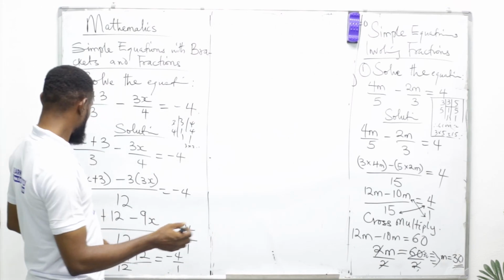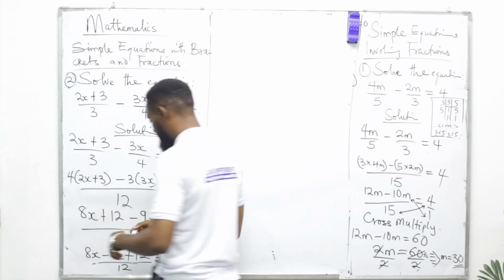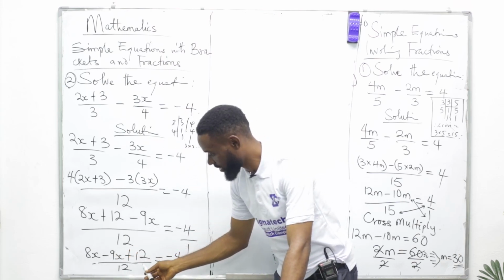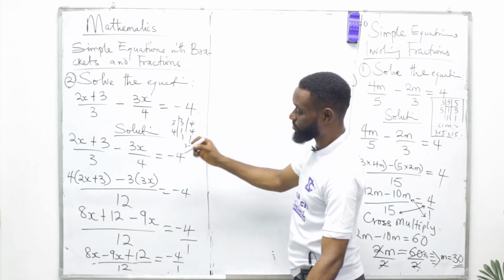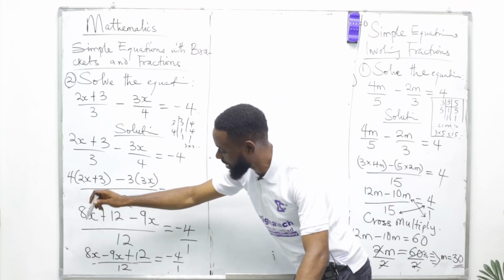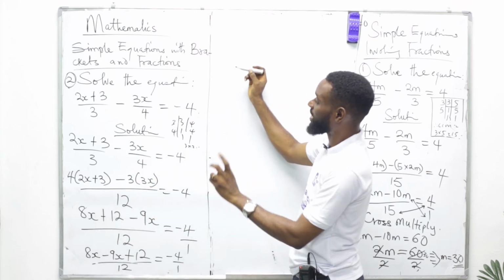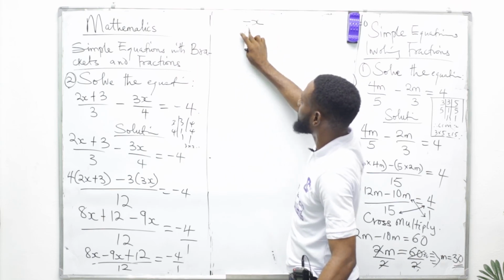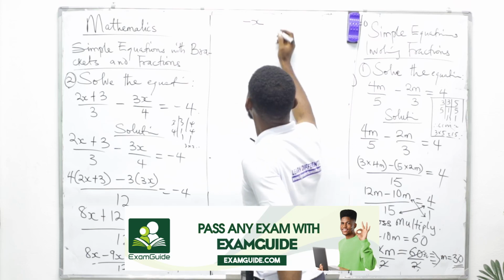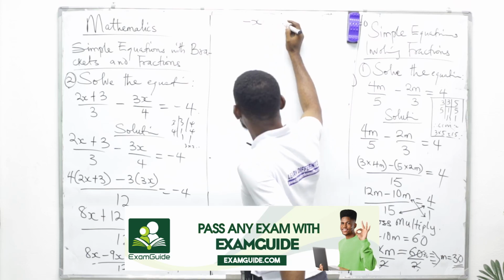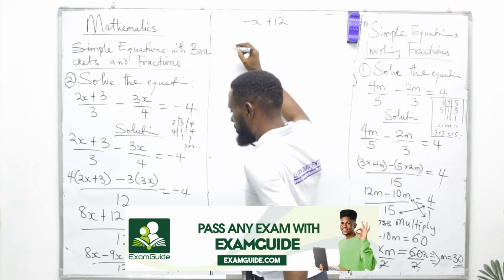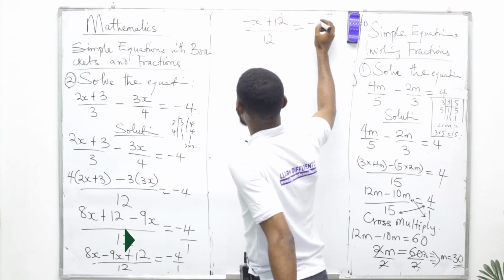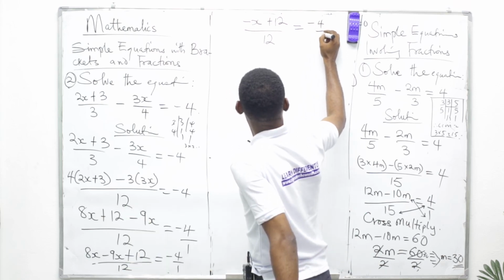All right, so now what I was explaining is 8x minus 9x. It will give us, because you are owing somebody 9x, you have 8x. If you pay, you are still owing 1x, so that is minus x. There is no need of writing minus 1x, okay? It's a blunder. Then plus 12 is there, all over 12 is equal to what? Minus 4 over 1, okay?